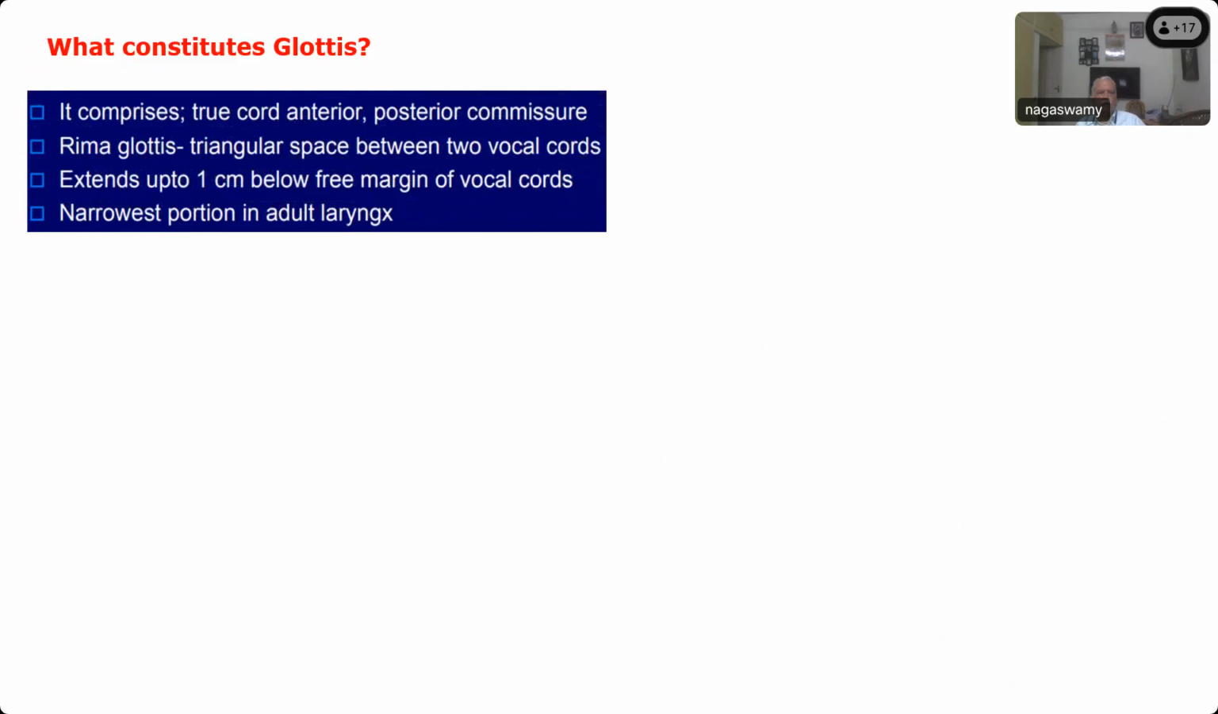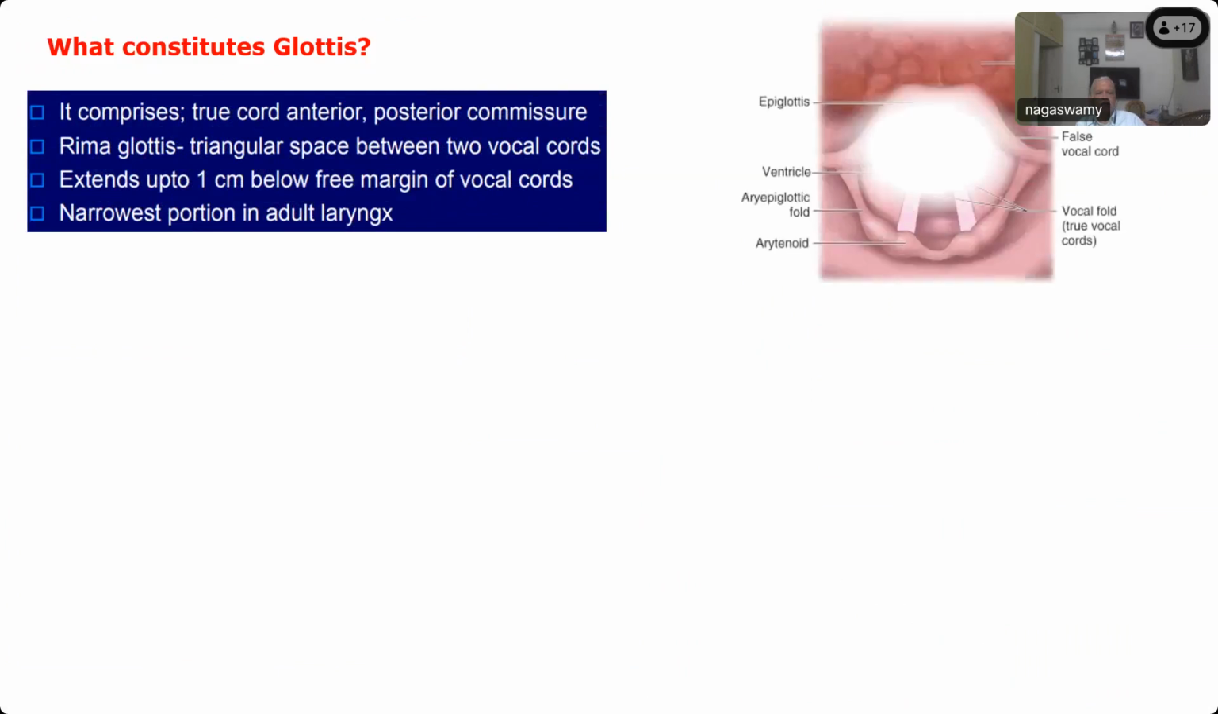So what constitutes the glottis, which is the entry point at the level of the vocal cords? What are the structures which constitute the glottis? It comprises the true cords and the posterior commissure, and the rima glottidis, which is a triangular space between the two vocal cords and extends 1 centimeter below the free margin of the vocal cords. It is the narrowest portion in the adult larynx.